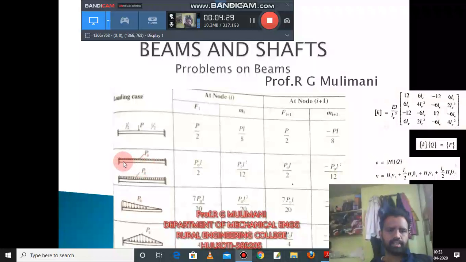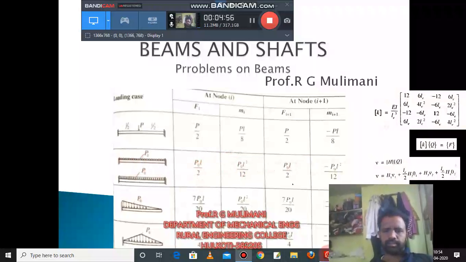When it is subjected to UDL, then at node 1, this is the force P naught L by 2, and the moment P naught L square by 12, where P naught is the intensity of UDL loading and L is the length of the element. You find F1 and M1, and similarly F2 and M2. F2 and M2 are the force and moment at node 2. These are the force vector.